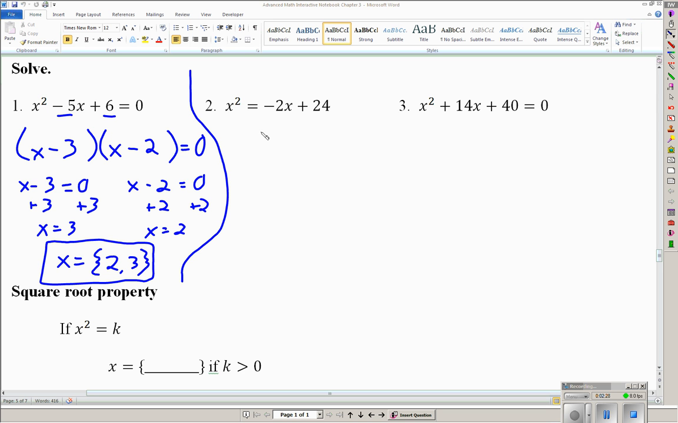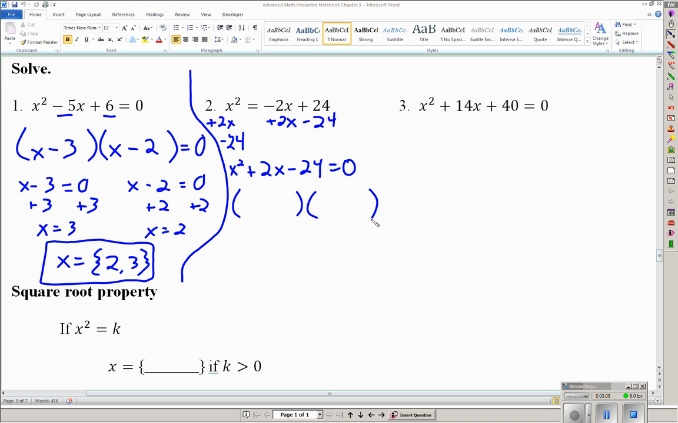The second one, I don't have everything on one side, so it's easiest to move everything where the x squared is positive. So the x squared is already positive on the left, so let's move everything to the left. This minus 2x will need to be added to both sides, and the 24 will need to be subtracted from both sides. So that gives you x squared plus 2x minus 24 equals 0. And now we'll factor it.